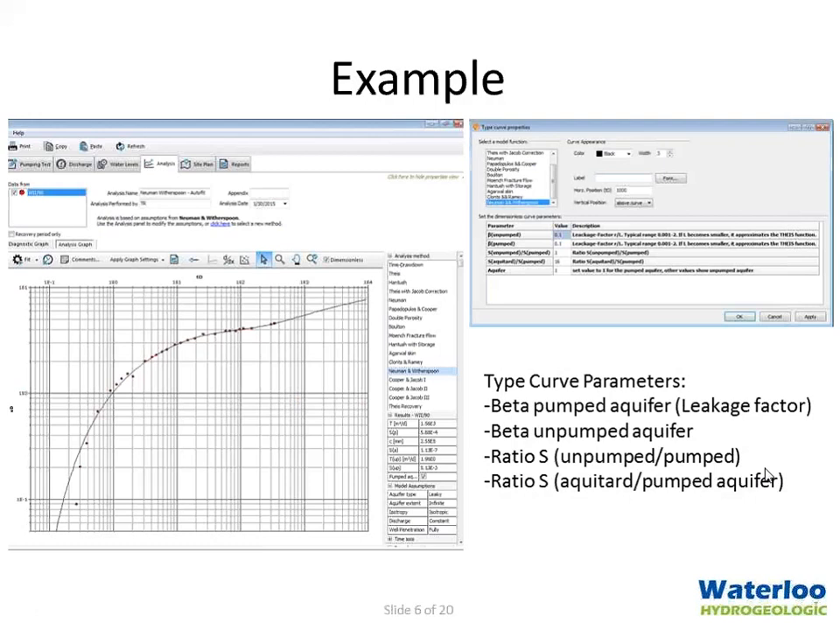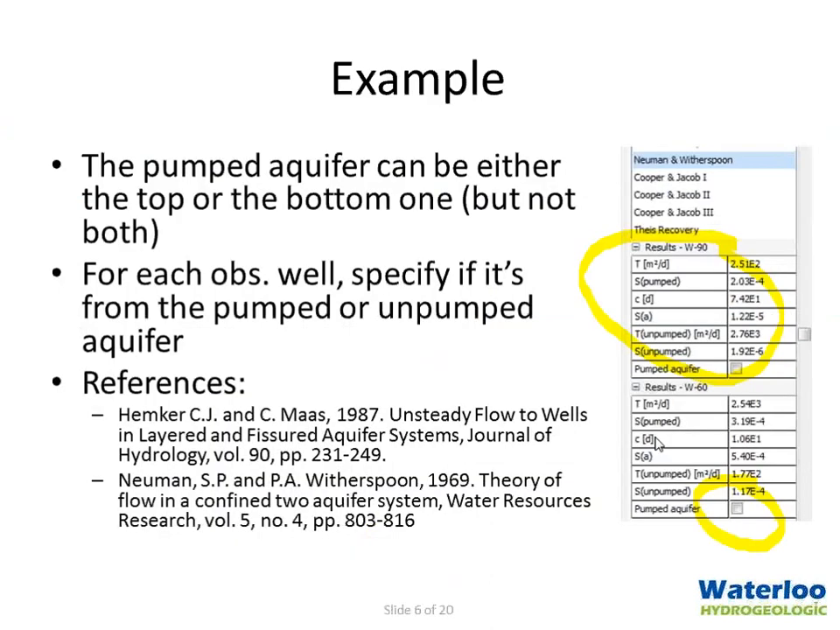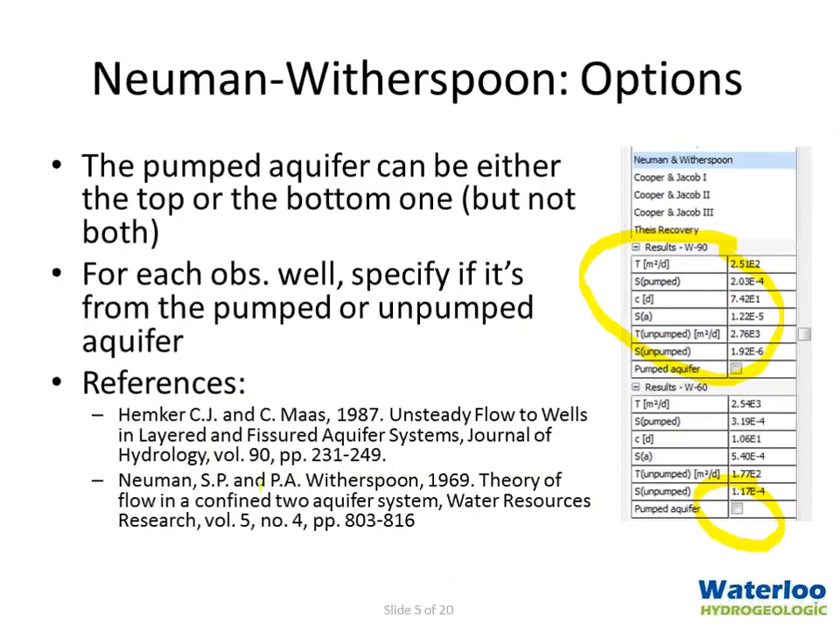The type curve parameters, if you wish to add a type curve on the analysis plot, are shown on the right side here, which are available down at the bottom of the analysis plot options. The type curve parameters allow you to specify the beta or the leakage factor for both the pumped and the unpumped aquifer, the ratio for the storage for unpumped over pumped aquifer, and also the ratio for the storage for the aquitard over the pumped aquifer. I encourage you to check out the references that are shown on the slide here for more details on how we've implemented this solution and the assumptions and further examples on the validation.